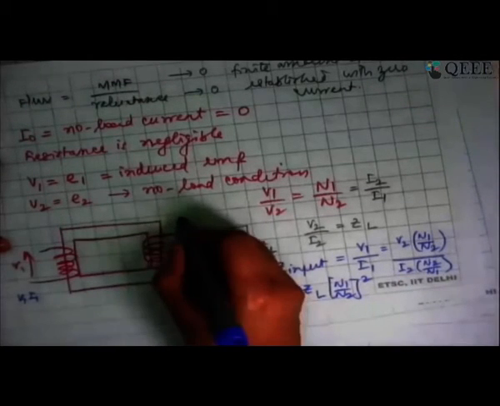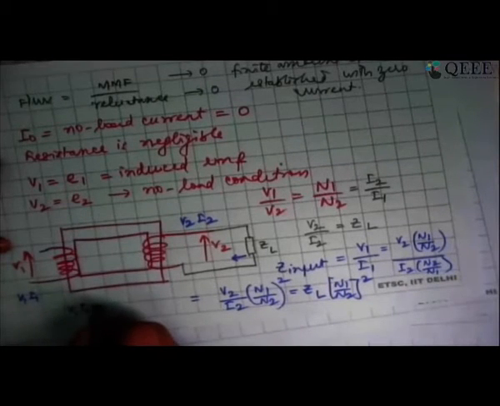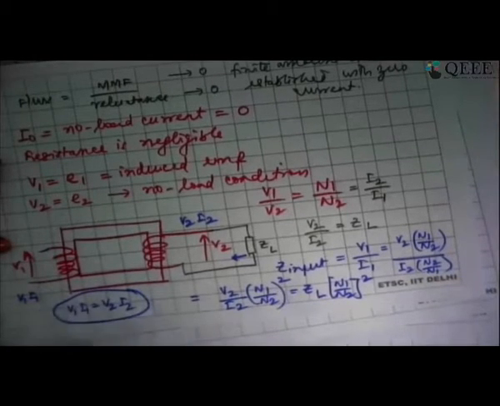When I look at it from the secondary side, it is V2 I2. And I know that V1 I1 equals V2 I2. A transformer cannot generate power. It can only transfer power from the primary side to the secondary side. So I can summarize the transformer action as mainly three points.